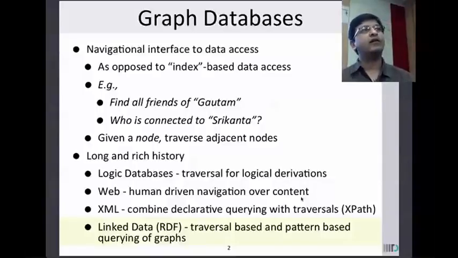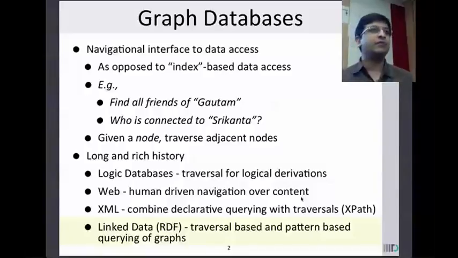On the other hand, this is the only mode of traversal access that you are allowed to do on graph databases. Although we will relax it a little later and say that we want to do both relational style as well as navigational style of access, but this is the main difference between standard databases and graph databases.